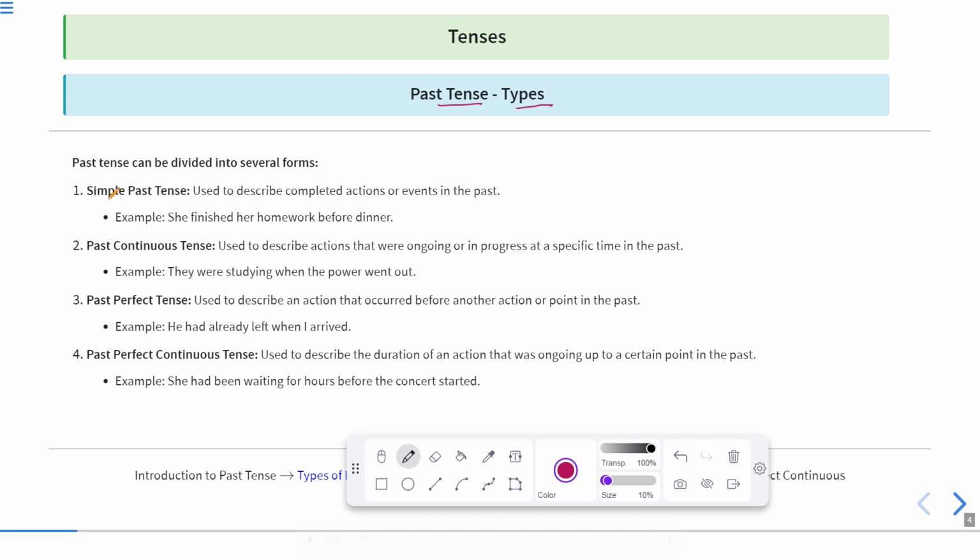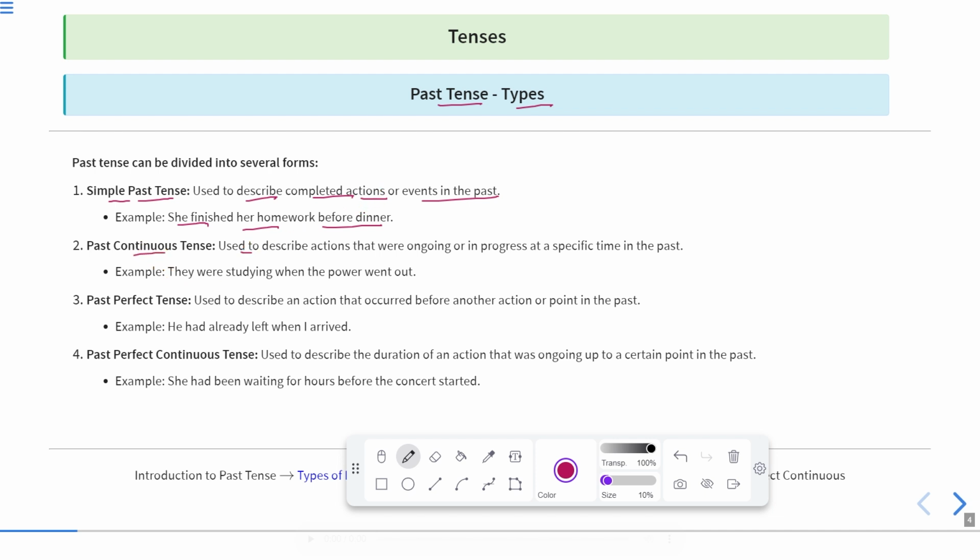And what are these? First, we have simple past tense. This is also called past indefinite tense. And I told you before as well that indefinite generally shows the habits, routines. So here, when we talk about the past tense, we'll talk about those habits and routines that were in the past. Okay, they are not in the present time. Used to describe completed actions or events in the past. Here we show the historical events, the past habits, and the past routines. Okay. She finished her homework before dinner. It means this is the time of past.